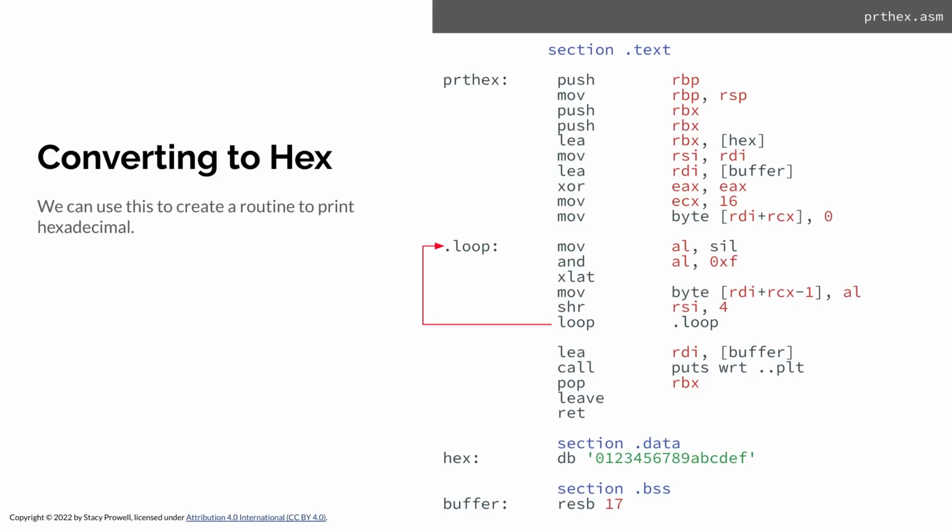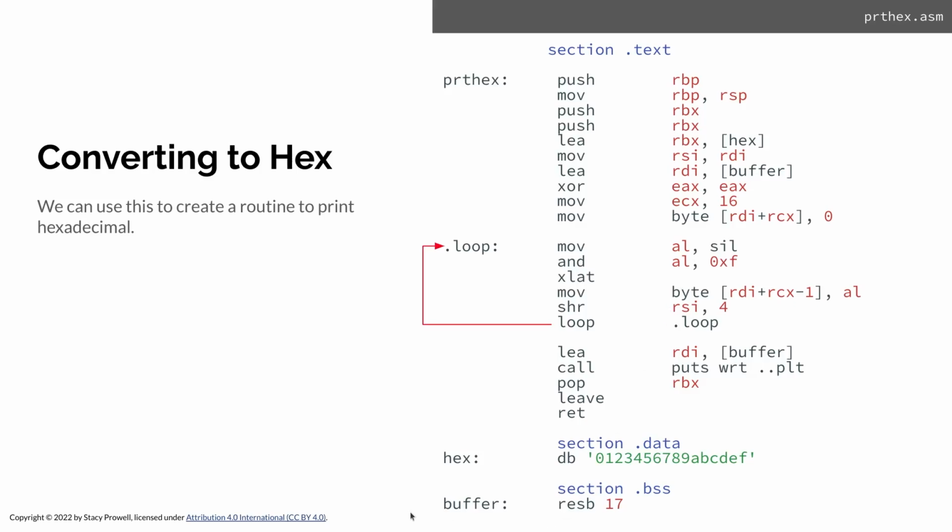Then I do another LEA. I put the address of a buffer in RDI. So think about this for a minute. RSI is commonly called the source register. RDI is the destination register, and that's how I'm using them. I'm taking the argument and moving that address into the source register. I'm moving the buffer, which is where I'm going to store stuff, into RDI, or the destination register.